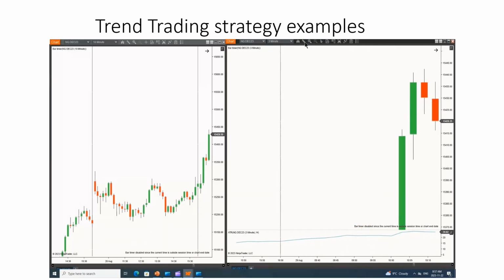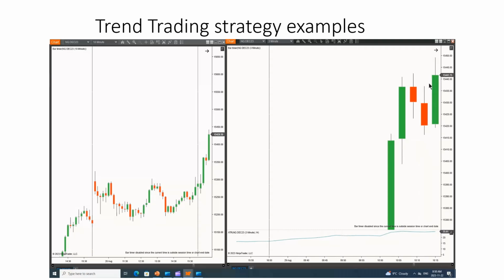How? Why? Let's look. See, the body is bigger than 50% of its wick. Okay, so we are going to buy on the close of this candle and put the stop loss 2 points below this candle.